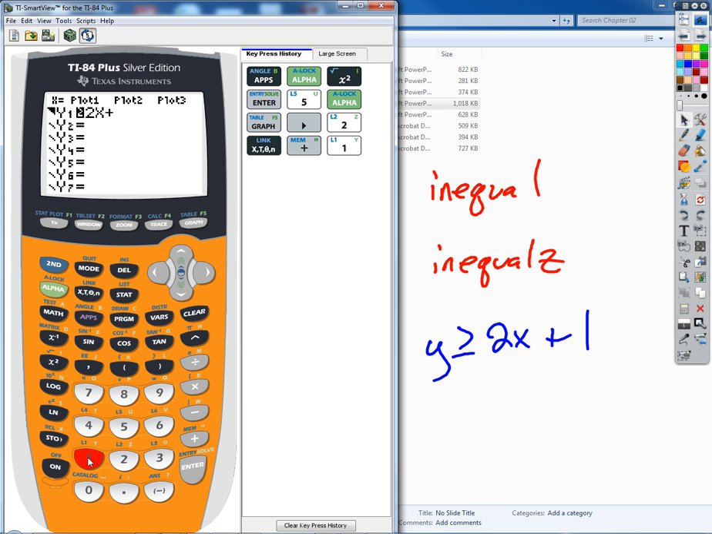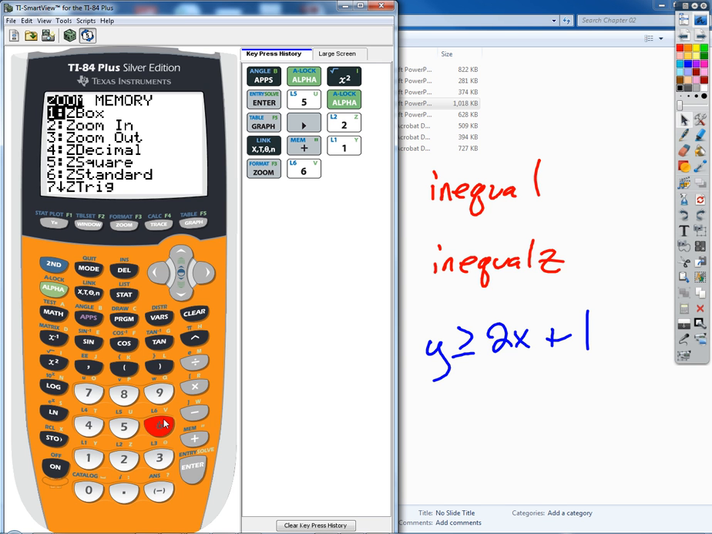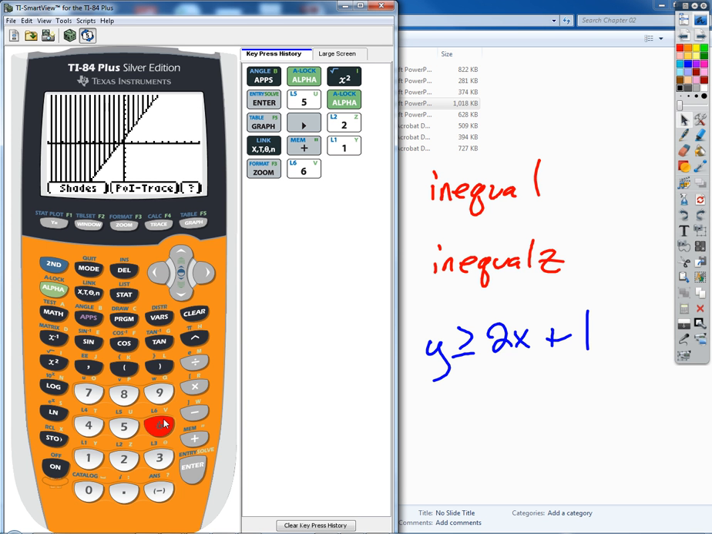Now watch what this does. If I go Zoom 6, check that out. Look what it does. How'd you get that? You hit Zoom 6, so it sets your window up, Zoom Standard. It just has the shape. Oh, okay. Here, I can fix this. Pretty cool.